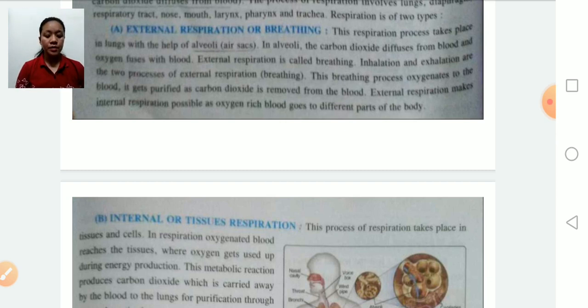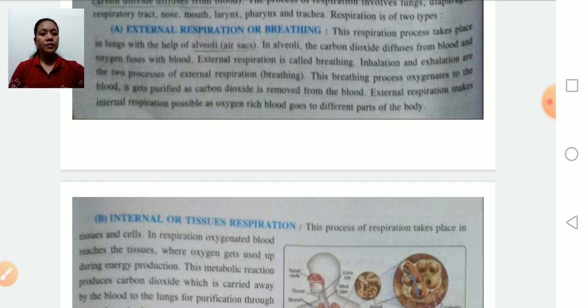It purifies the blood and removes the carbon dioxide from the blood. External respiration purifies the blood through removing the carbon dioxide from it. External respiration makes the internal respiration possible. Oxygen reaches the blood and goes to different parts of the body. Means respiration between lungs and blood, in which oxygen is diffused into the blood and carbon dioxide is removed from the blood.